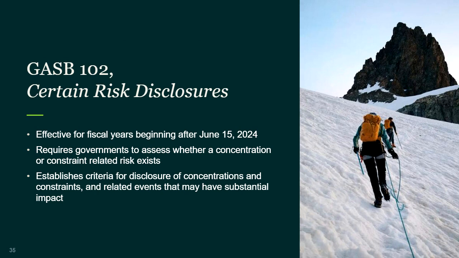Moving along to GASB 102, which is a disclosure-only update that is focused on identifying concentrations or constraints with the government and assessing whether the government is vulnerable to the risk of a substantial impact related to the concentration or constraint. If certain criteria are met, the government would have to include disclosures related to these risks.